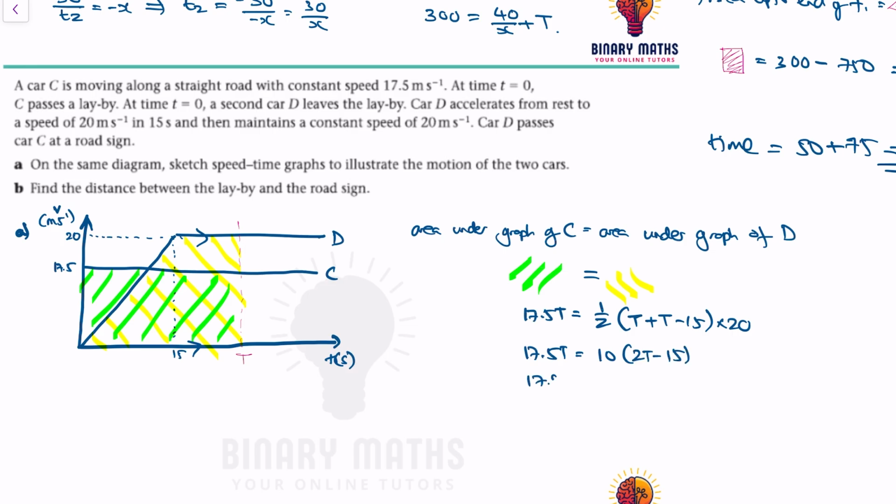So 17.5T is equal to 20T take away 150. So that means 2.5T is equal to 150. So T is equal to 150 divided by 2.5, which means T is equal to 60.